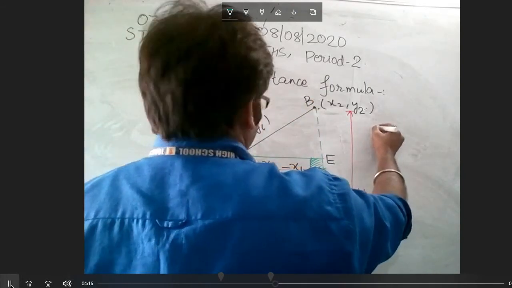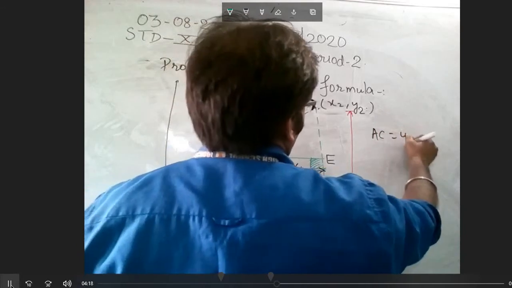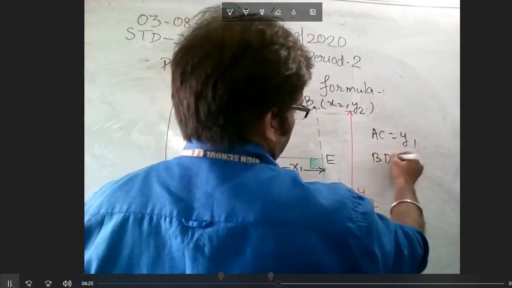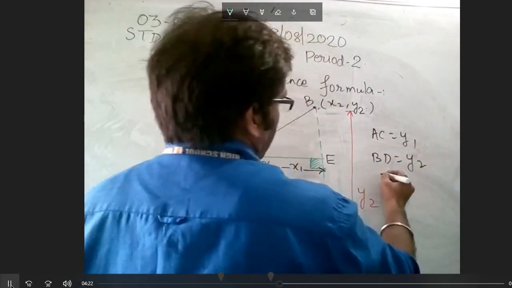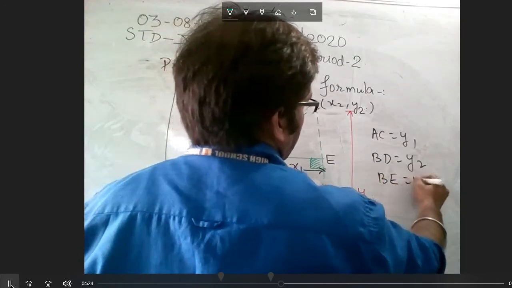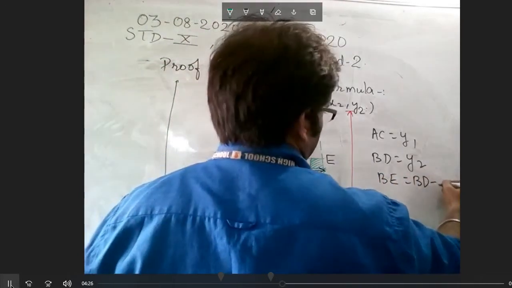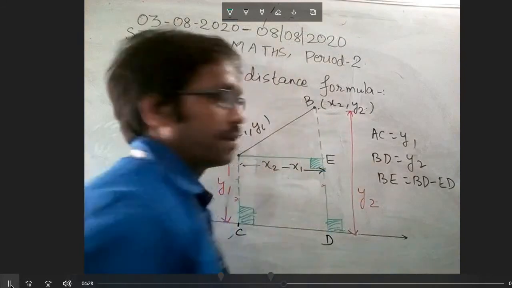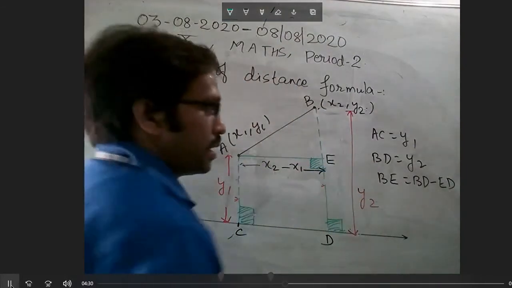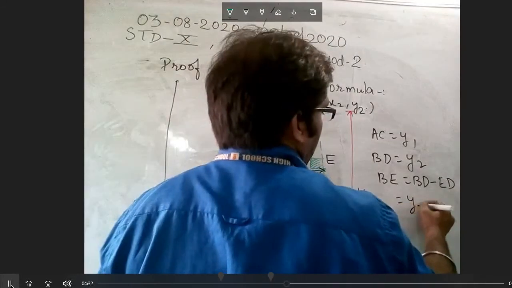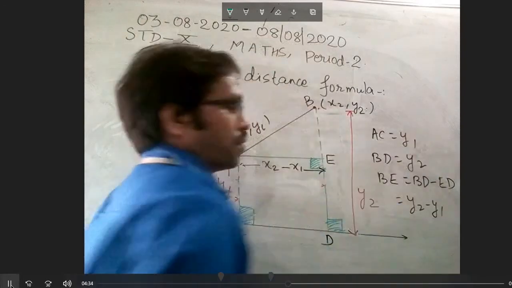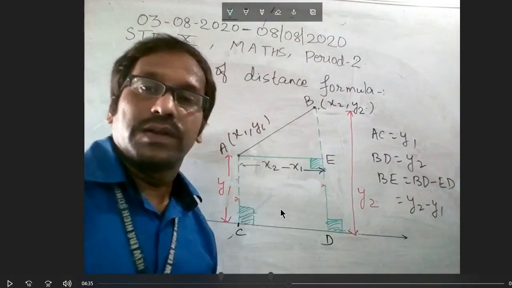So this is what I have done here. See this, BD is equal to y2, that means BE is equal to BD minus AC, or you can say BD minus AD also. AC, why it is there, I have said earlier, they are the parallelogram. This shape is a parallelogram, so this AD will be equal to AC and AC is equal to y1. That's why I have written here in place of ED, y1. Okay.